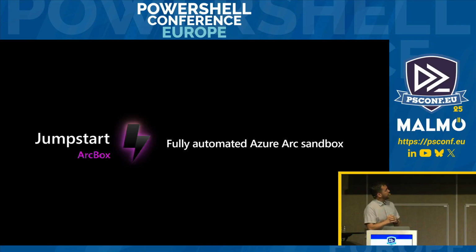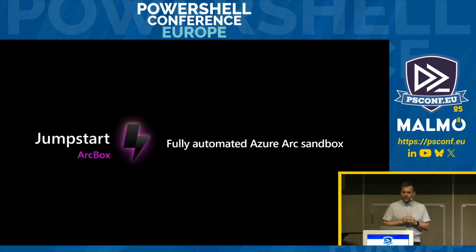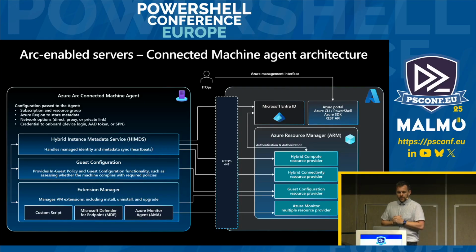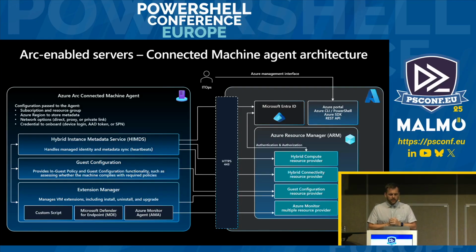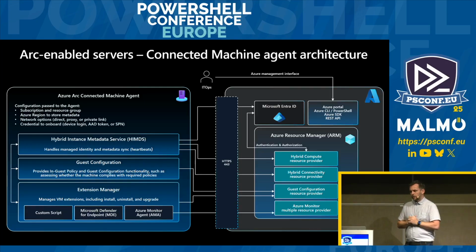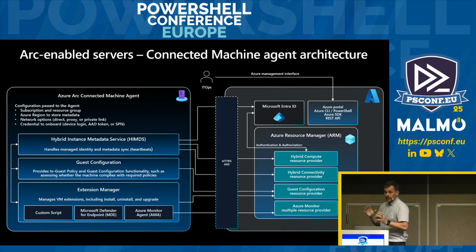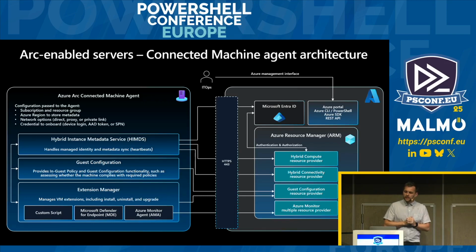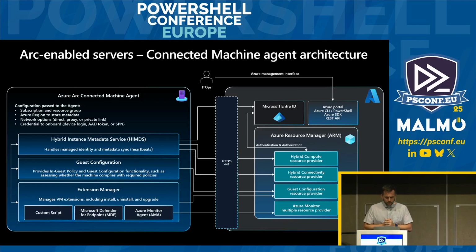But before we dive into the demos, I also just wanted to set the stage on how the architecture looks on the connected machine agent. Here we have an architecture diagram. On the left-hand side, we have the Arc connected machine agent, and on the right-hand side, we have the Azure control plane. As you can see, it's communicating with a lot of different cloud services. For example, for authentication, we use Microsoft Entra ID. There we can enforce things like multi-factor authentication, use of passkeys, and a lot of other capabilities.